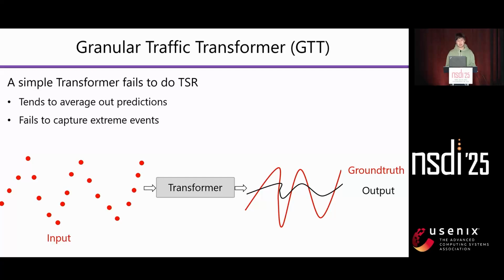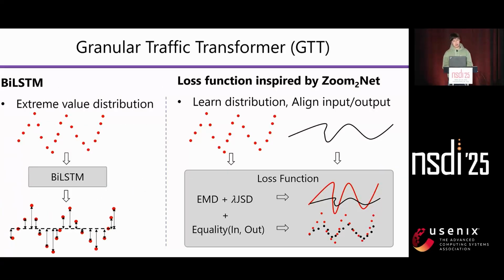So let's start with the core module of our system, the Granular Traffic Transformer. We call it GTT. We design GTT because a simple transformer alone is not sufficient for the TSR task. We find that it tends to average out predictions and really struggles to capture extreme events. To address these limitations, we enhance the transformer by adding a bi-LSTM branch to learn extreme value patterns in traffic. And we borrow ideas from Zoom2Net in designing our loss function.